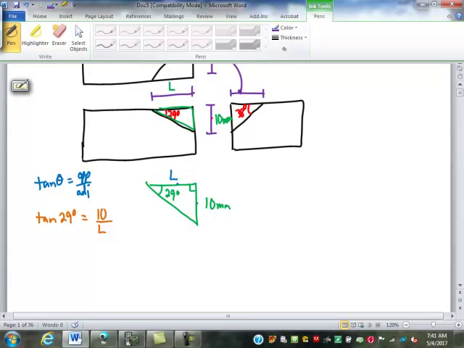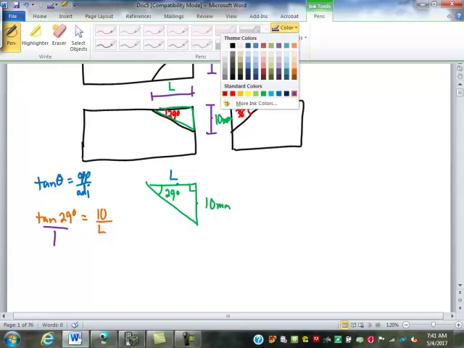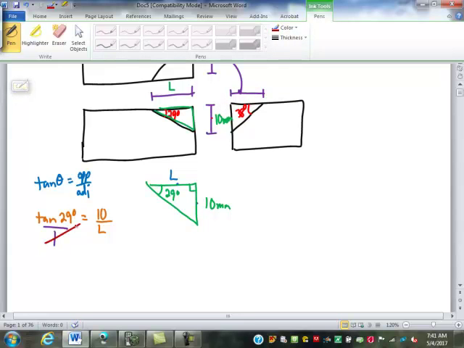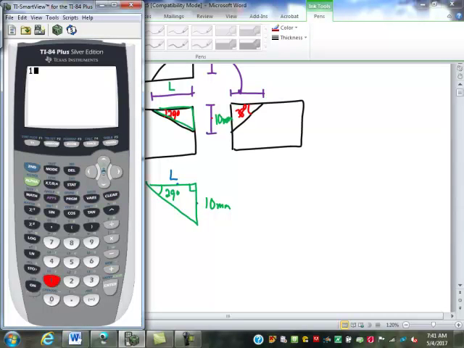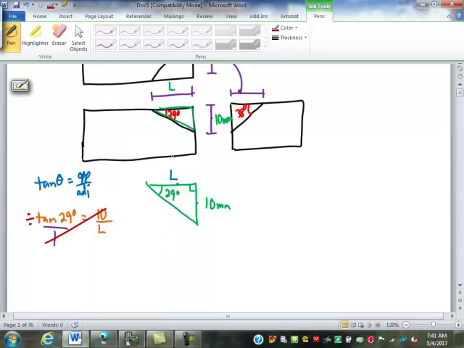So to find that, I put that over 1, and I will cross multiply and divide. 1 times 10 is 10, divided by the tangent of 29. 18.040 millimeters.